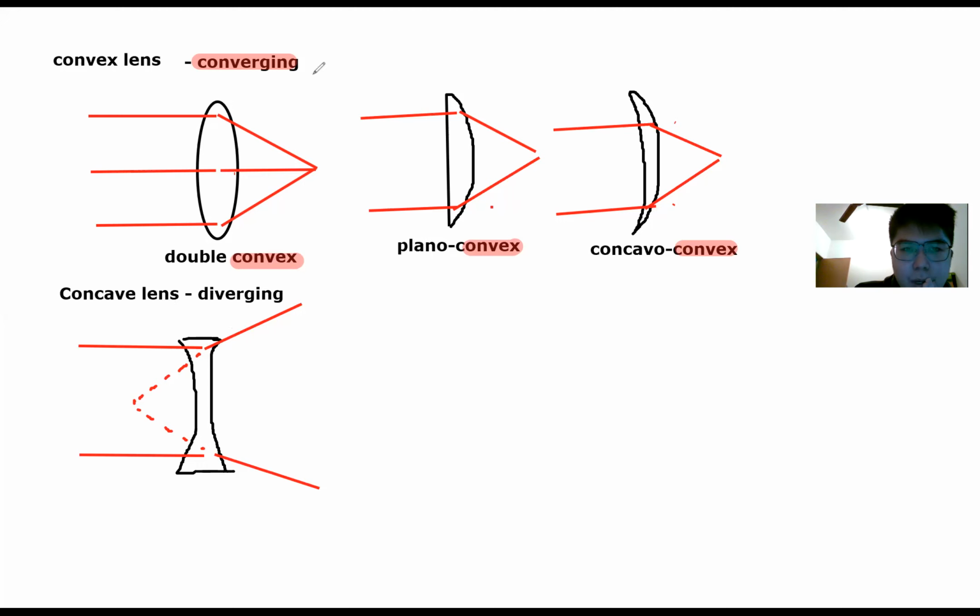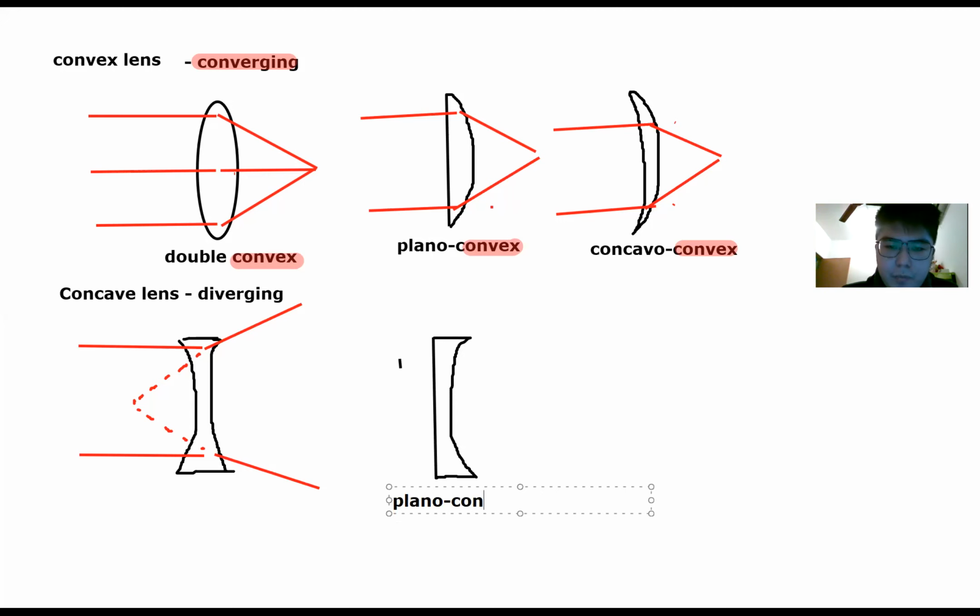Okay, again, this is the family. What is the family of the concave lens? If you cut it in half, you are going to look like one side is plain, flat, and the other side looks like the concave lens like this. So this is, again, we call it the plano, but this time is the concave. Plano concave.